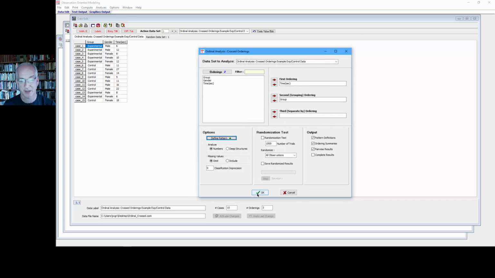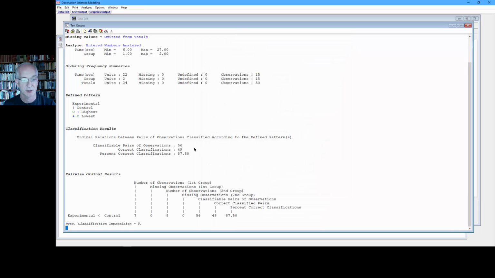So we'll select OK and then go ahead and run the analysis. And sure enough, there we see the 56, 7 times 8. And of those 56, 49 met expectation, or matched expectation, I should say. So they were correctly classified. And that's a PCC of about 88%.